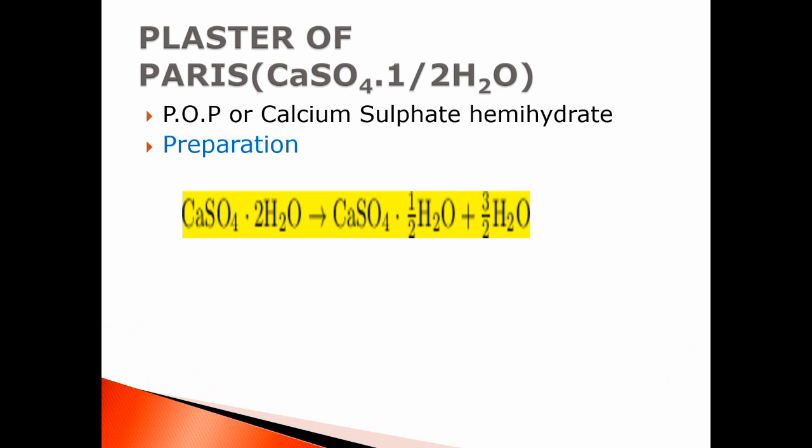Final topic of the chapter is POP, that is plaster of Paris. Its formula is CaSO4.½H2O. It is also called calcium sulfate hemihydrate. Gypsum crystals when they lose 3/2 H2O from their structure give us POP, plaster of Paris.